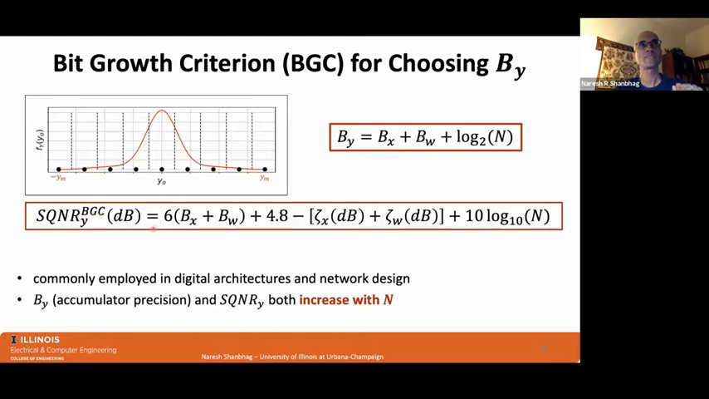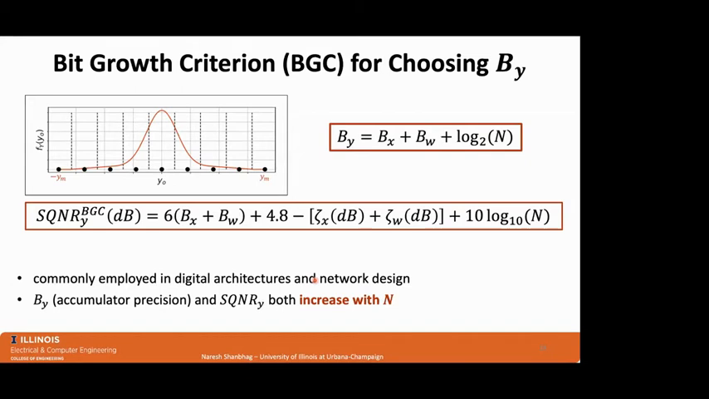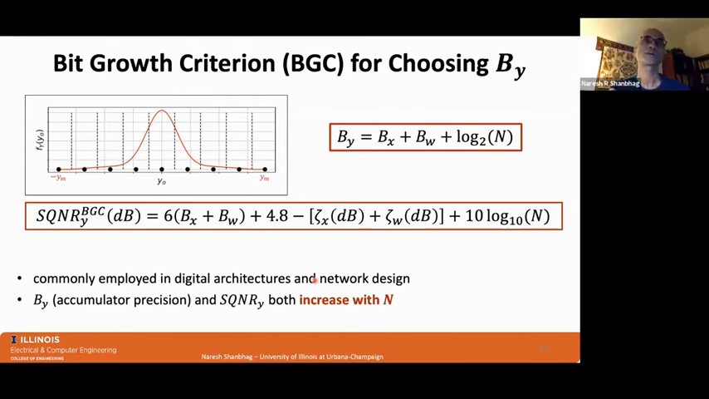I can show that this BGC, or bit growth criteria, will have the following expression in which both the SQNR and BY actually increase with the dot product dimension, because there's a plus sign in both of these, and it's a monotonic function of N, right? So both of them increase with N. And so I'm safe. This is a very safe method of achieving the maximum possible total SQNR at the output, because I can always make the output quantization noise small enough so that the total SQNR is totally dependent on the input quantization noise.